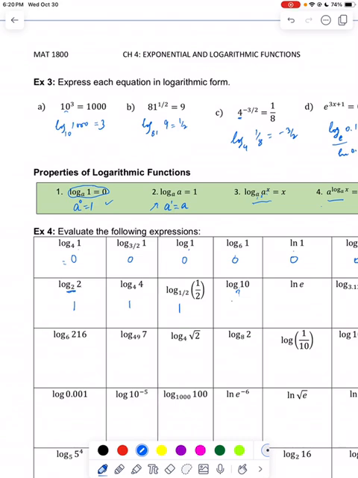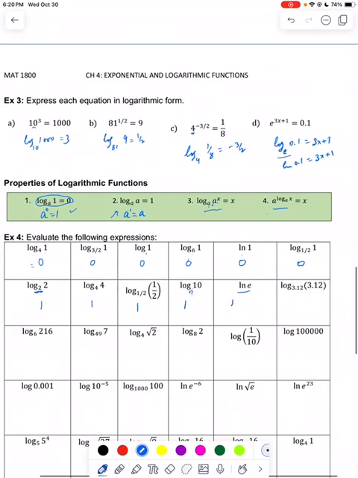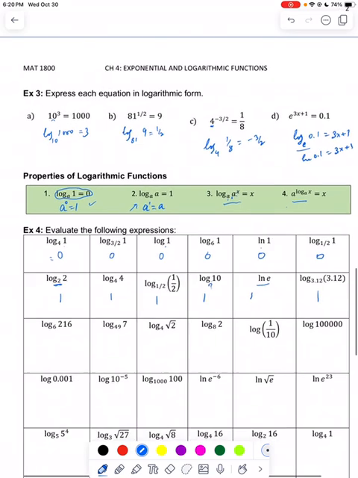Okay, what is this? This is log of e to the base e. So the answer is 1. So ln of e is 1. Log of 3.12 to the base 3.12, the answer is 1. Okay, now the next one.